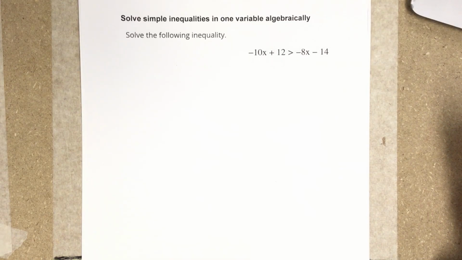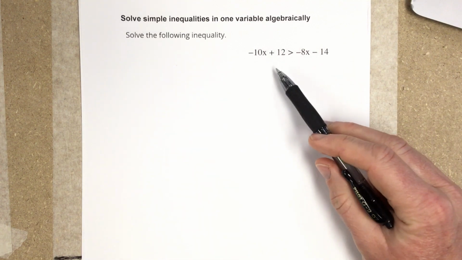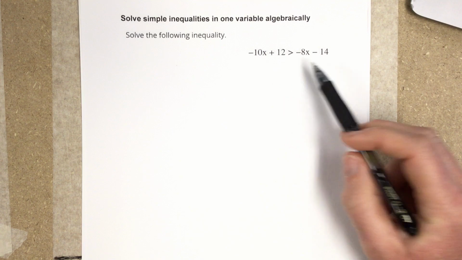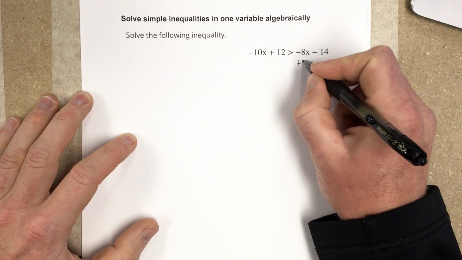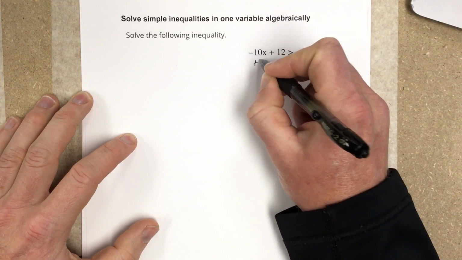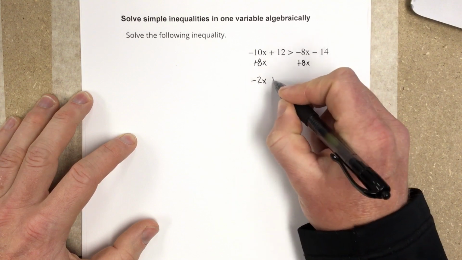In this video, we're going to solve simple inequalities in one variable algebraically. It says solve the following inequality, and they give us not a compound inequality, but an inequality with variables on both sides. So I'm going to start by adding 8x to each side. I'm just going to treat this like a normal variables on both sides equation.